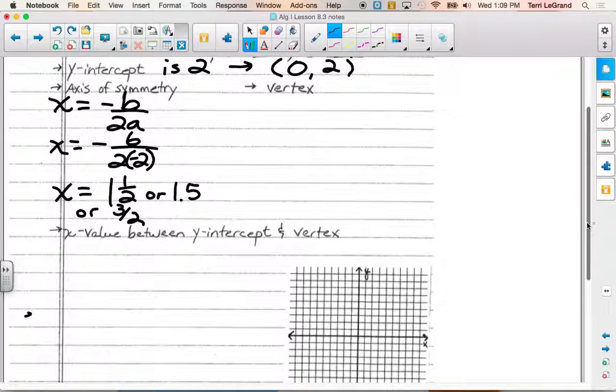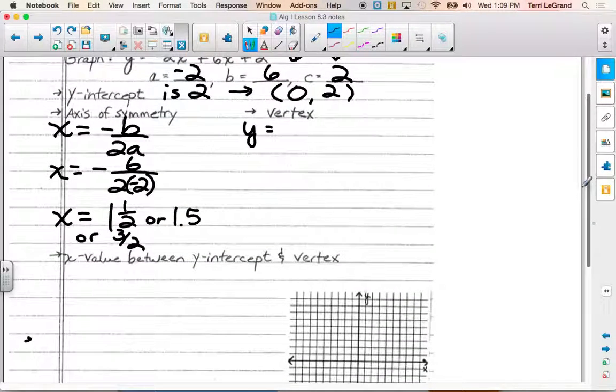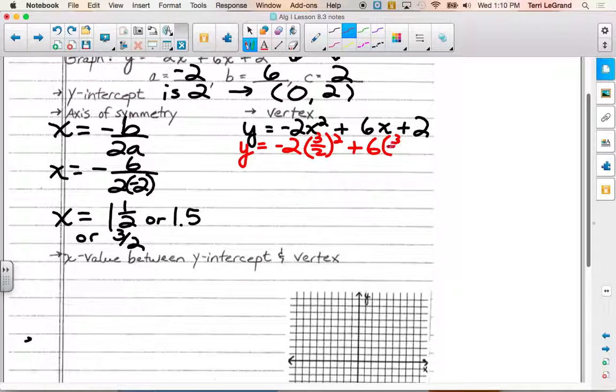So what are we going to do with that 1.5 or that 3/2? Put it into our equation to get our y value of our vertex. So we have negative 2x squared plus 6x plus 2. I'm going to do it with the fraction, you do it with the one you want to do it with. I'm going to show you that we can work with fractions. It's okay. They're not so bad.